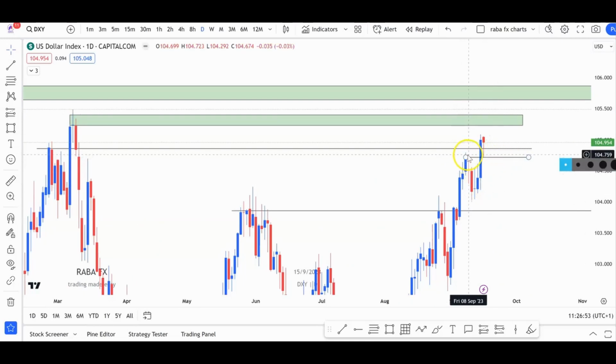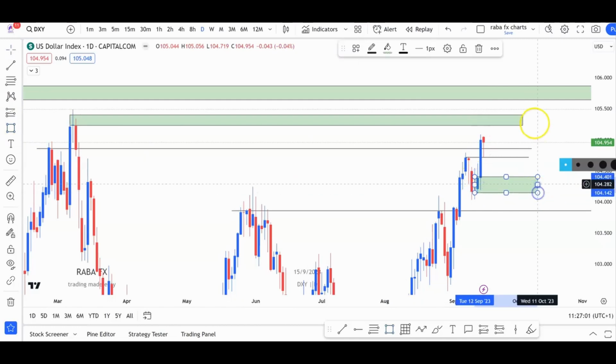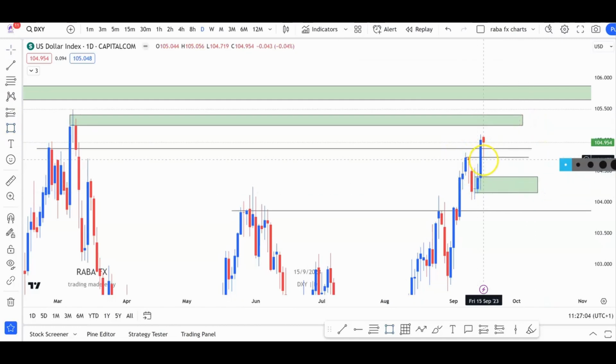Last week I told you where to enter, at the retouch of this, or price coming down here, but price didn't get down here. That is the reality of the market. But there are other ways in which I took this trade. So if you want to know more, join my mentorship.